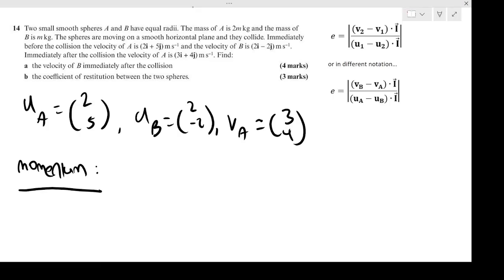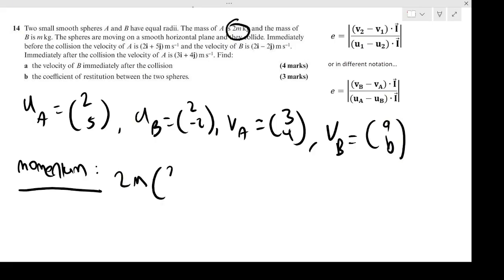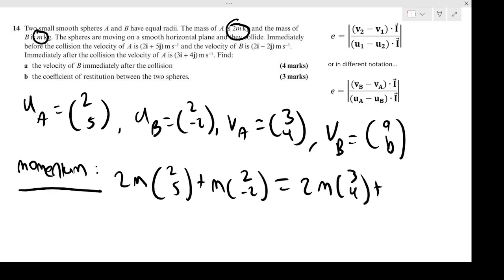So if I now call the velocity of B afterwards, I'm going to call that vector (a, b), right? So if I now apply momentum, well, for A, the mass is 2m. So it's going to be 2m lots of UA, which is (2, 5). And then for B, the mass is m, so it's going to be m lots of UB, which is (2, -2). That equals 2m lots of VA, (3, 4), and then m lots of (a, b). Hopefully happy with that, right? So I'm just applying momentum to the initial and the velocity vectors as a whole.